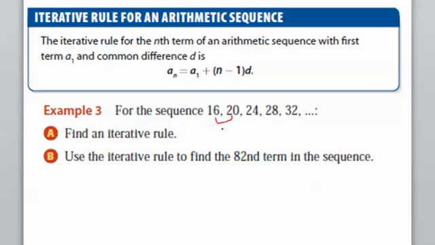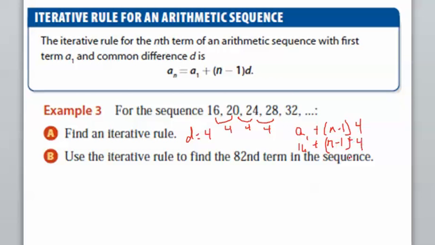20 minus 16 gives me a 4. 24 minus 20 gives me a 4. 28 minus 24 gives me a 4. So I'm always going to have that the difference is equal to 4. And in this particular situation, my rule is going to be a sub 1 plus n minus 1 times 4. Well, this a sub 1 was 16, so it'll be 16 plus n minus 1 times 4.